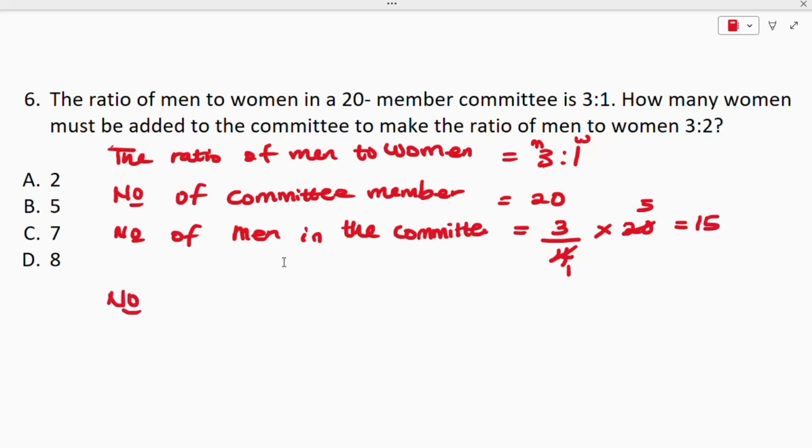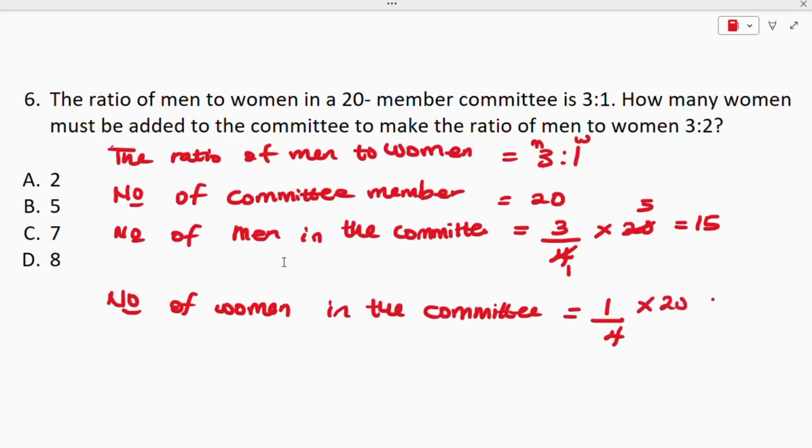Next, we have to solve for the number of women in the committee. So the number of women in the committee is given as, now the ratio of women is 1 over the total ratio, which is 3 plus 1, which is 4, times the number of committee members, which is what? 20. So this is equal to 4 here 1, 4 into 20 is 5. So 1 times 5, we have this to be what? 5. Alright, so we have been able to get the number of men and women in the committee.